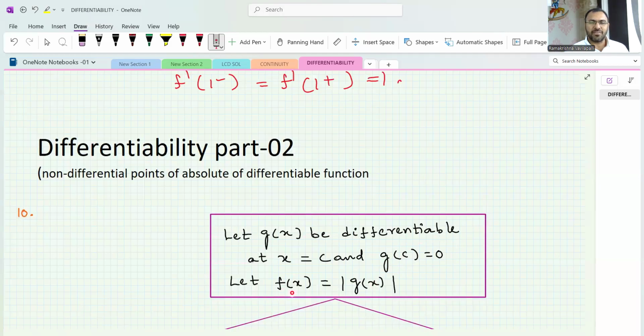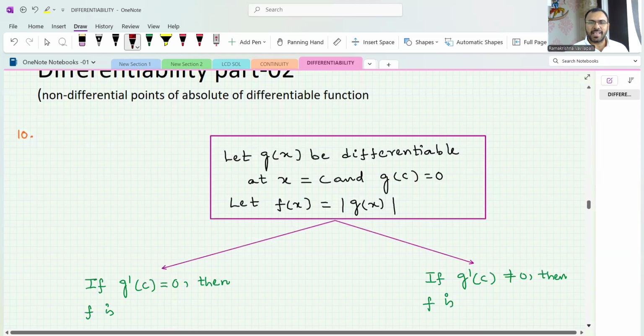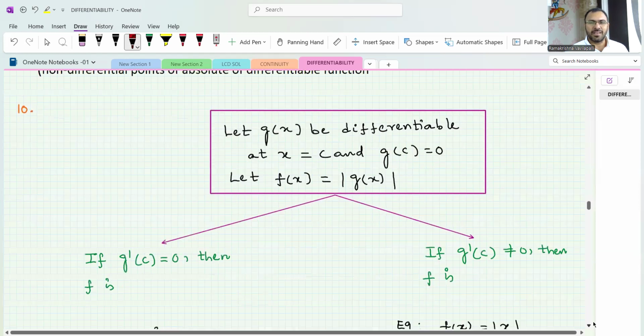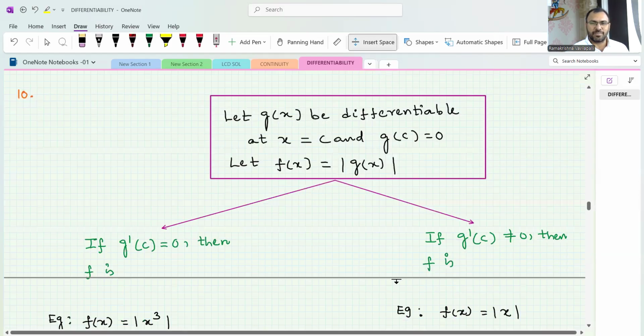Now consider that f of x equal to modulus of g of x. So we are taking the absolute of a differentiable function. When do we say that this is a differentiable function? Well, very simple concept.